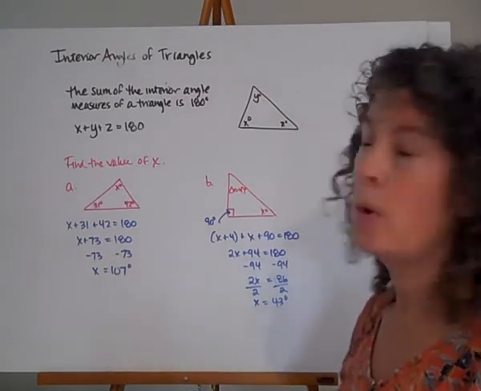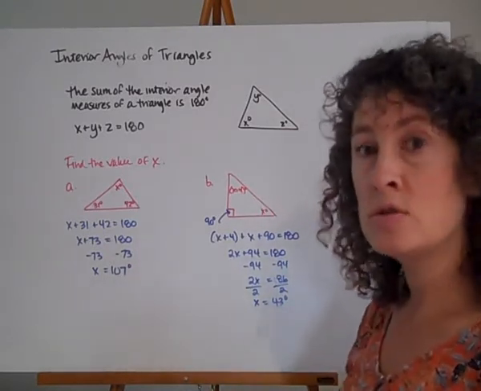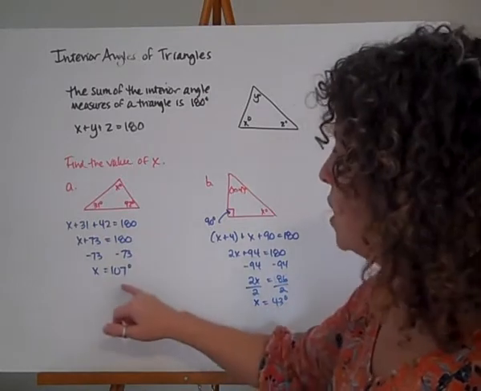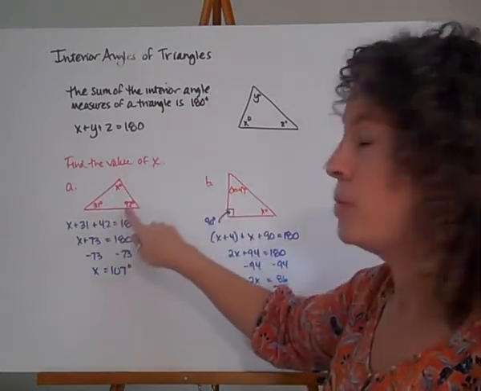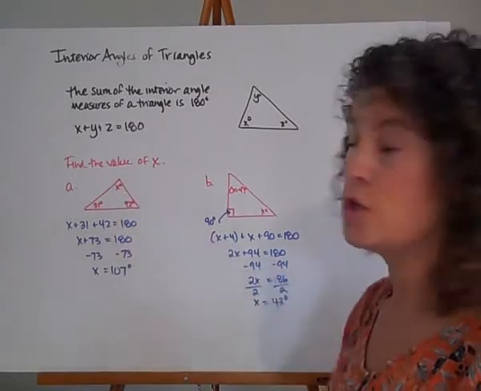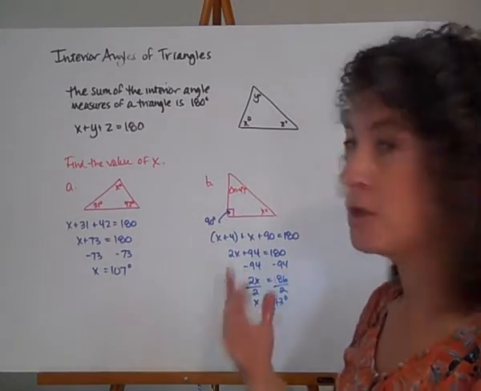And what I really like about working with these geometry figures is that the answers are very easy to check. So I can go back and I should be able to do 31 plus 42 plus 107, and that should give me 180 degrees. Let's try another one.